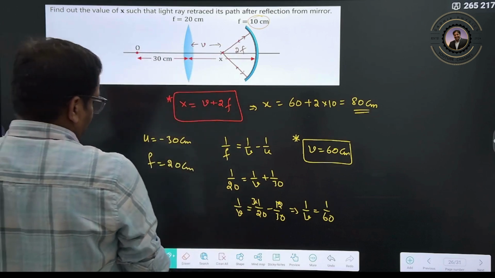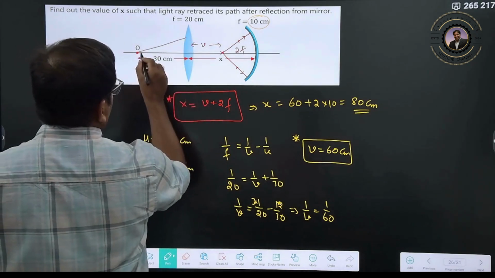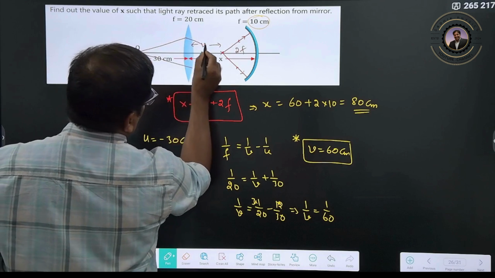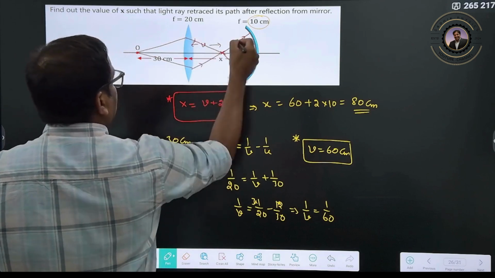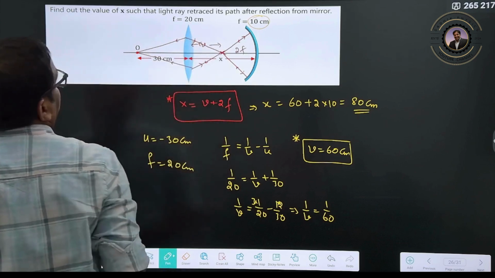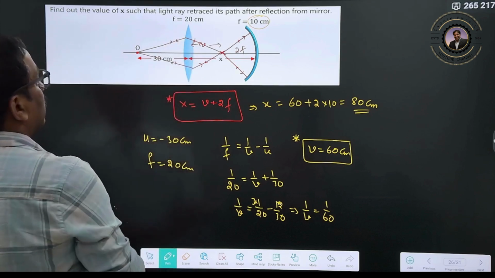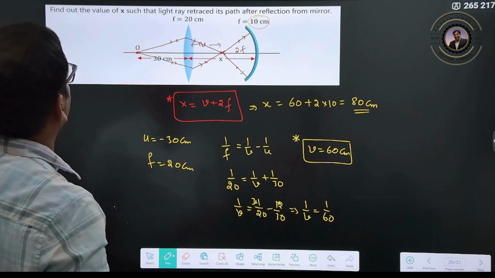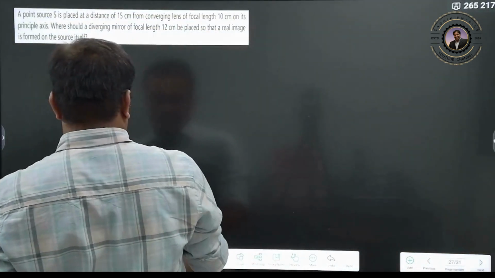So how will the ray diagram be? This ray diagram will go like this, it goes like this, it goes like this. Then it comes back in this direction, comes back in this direction, comes back in this direction. Clear? Like this you need to find it. Now we will go for another question.